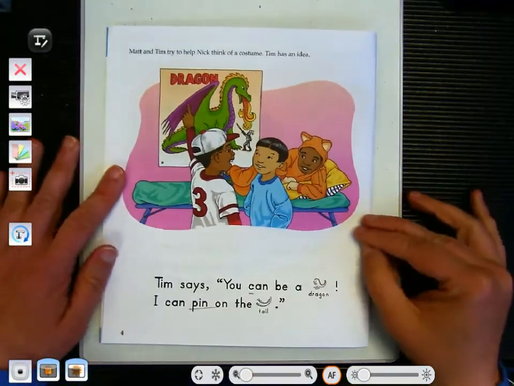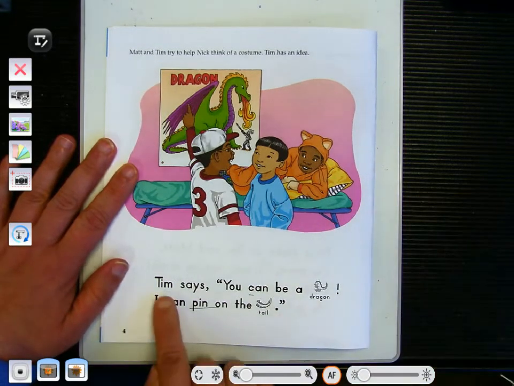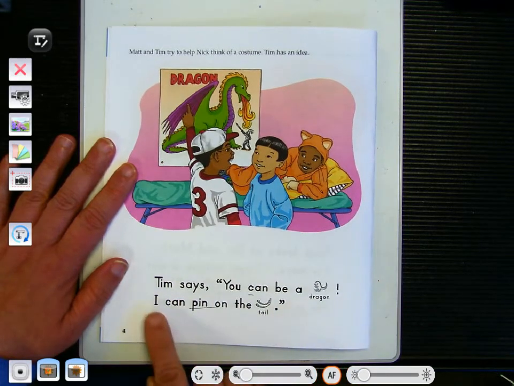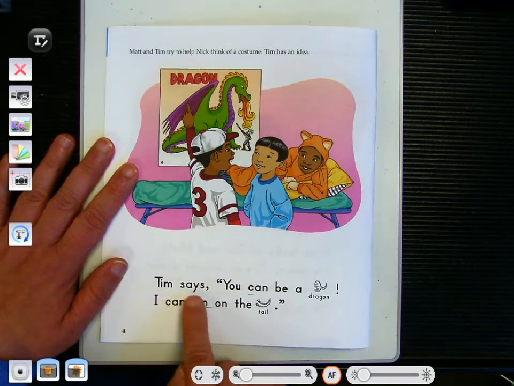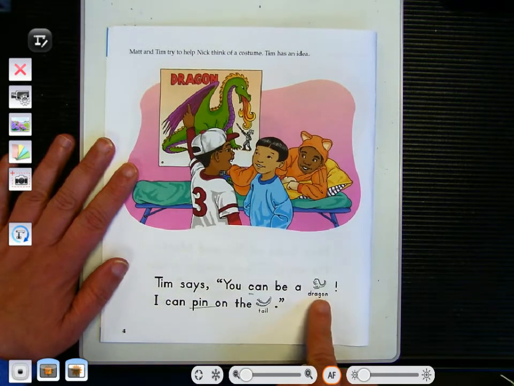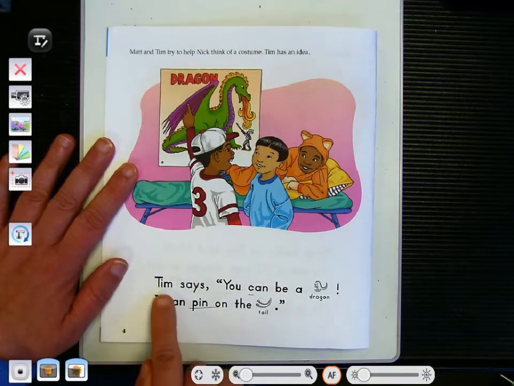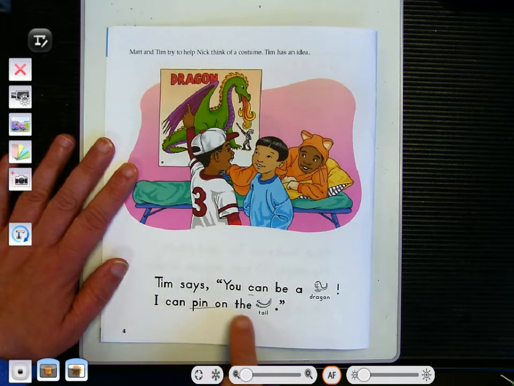Matt and Tim try to help Nick think of a costume. Tim has an idea. Tim says, you can be a dragon. I can pin on the tail. Your turn. Let's read that page fluently. Tim says you can be a dragon. I can pin on the tail. Your turn.